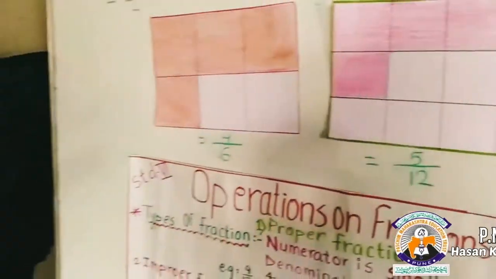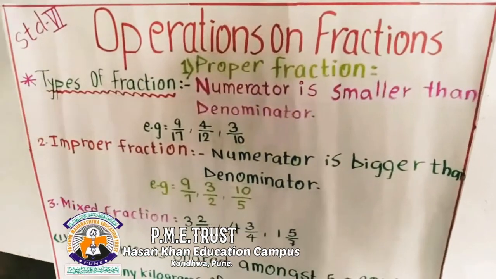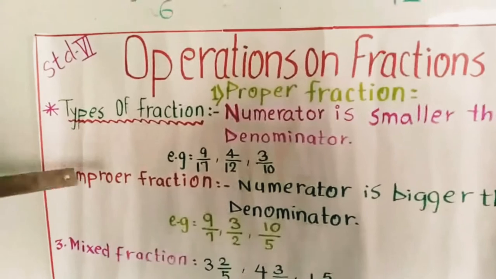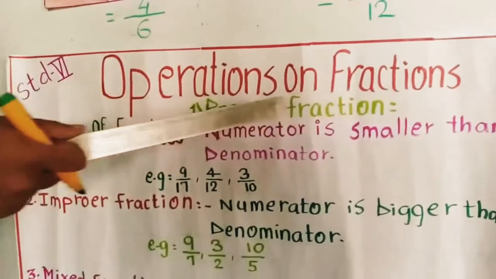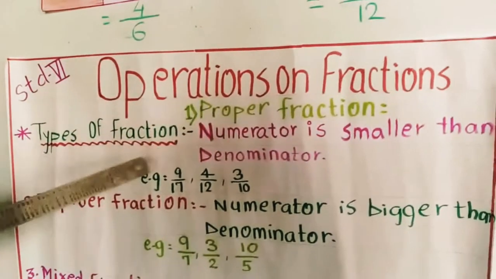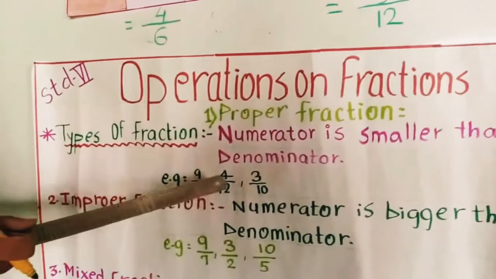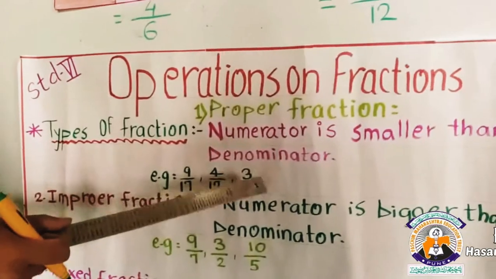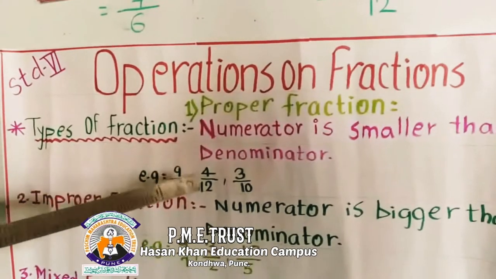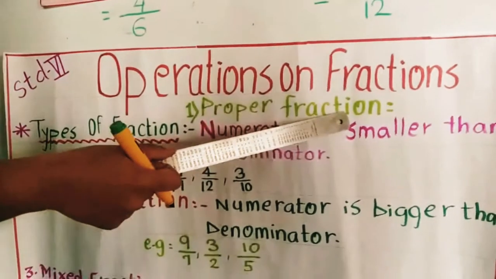Now, we shall study the operation on a fraction. In this lesson, there are types of fractions. First one is the proper fraction. Proper fraction means what? The numerator. Firstly, observe these fractions: 9 by 17, 4 by 12, 3 by 10. What do you observe in this? The numerator is less than the denominator. That fraction is called a proper fraction.